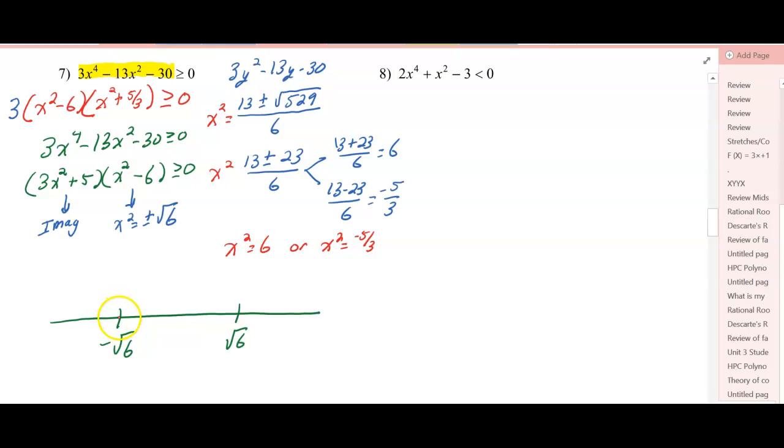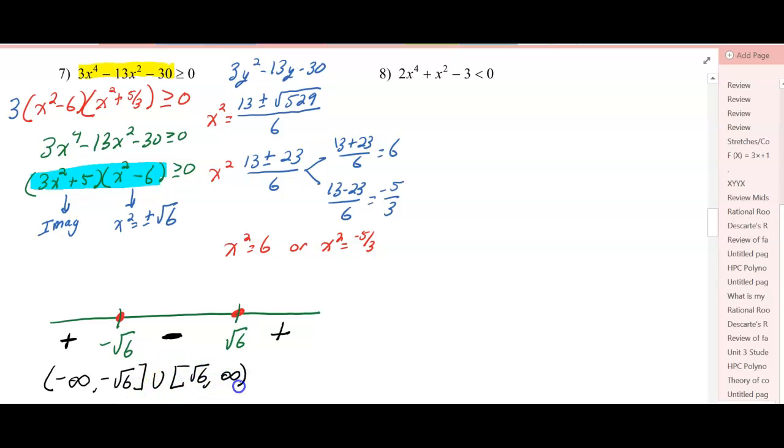We want a greater or equal, so we're going to have some solid dots. If you were to plug in a number bigger than root 6, and I'm just going to use this blue highlighted equation here, you will get a positive number. And then if you were to plug in 0, you're going to get a negative number. And if you were to plug in like negative 100, you will get a positive number. So the goal was to find greater than or equal to 0. So then we've got negative infinity to negative root 6 with a bracket, union, bracket, root 6 to infinity.